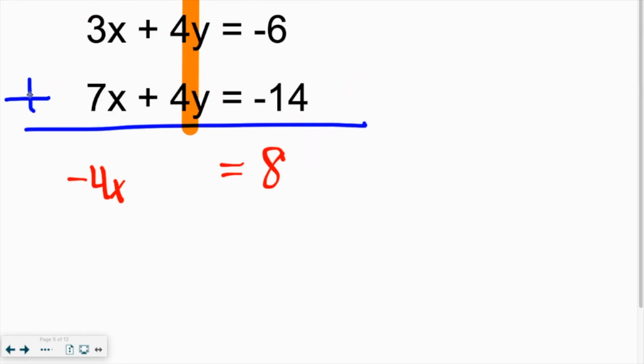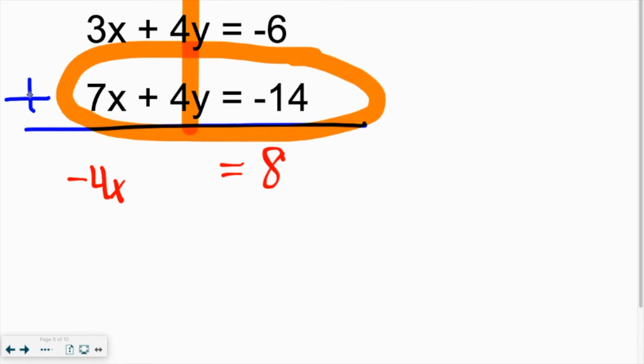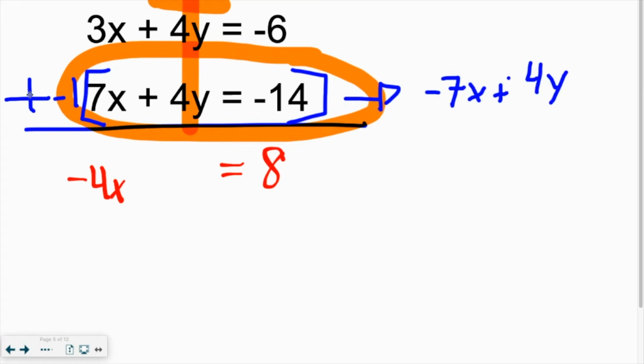In order to do that, like we discussed in that lab, if we've done that previously, I'm going to look at this equation just because I picked it because I want to. And because I have a positive 4y up here, I'm going to multiply this whole thing. I usually put brackets to remind myself to multiply the whole thing by negative 1. Then if you want to, you can draw an arrow. You'll see me have done that previously. So then I got a negative 7x plus a negative 4y equals 14. Notice I've distributed that negative 1 to everything.